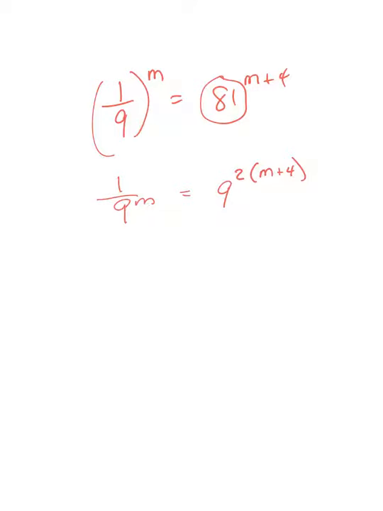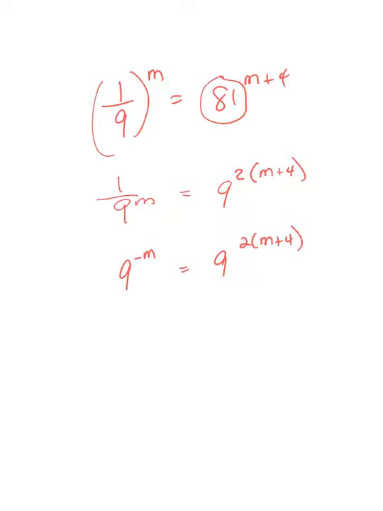All right? Now that 9, you've got them base 9, but the one on the left is downstairs. How do you move that one upstairs? What do you do with the exponent when you move something from downstairs to upstairs or upstairs to downstairs? You make it the opposite sign. So in this case, this would be 9 to the negative m equals 9 to the 2 times m plus 4. So far, so good?